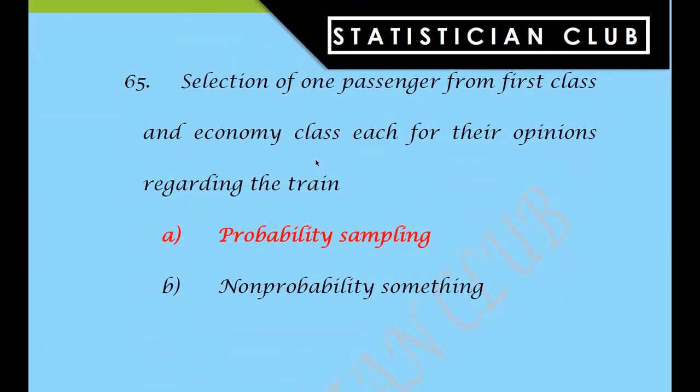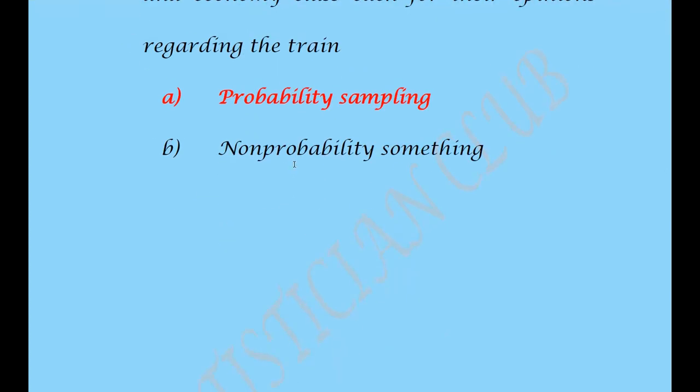Selection of one passenger from first class and economy class, each for their opinion regarding the train. So this is probability sampling because we use probability sampling for the selection of one passenger from the economy class and one passenger from the first class to check their opinion about the train. So we use probability sampling in this case.